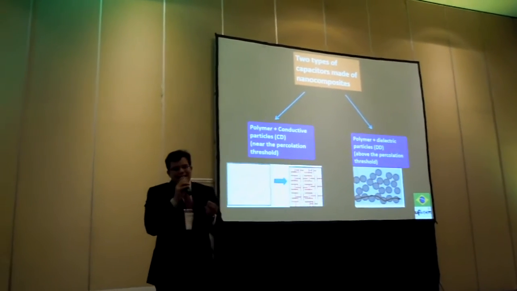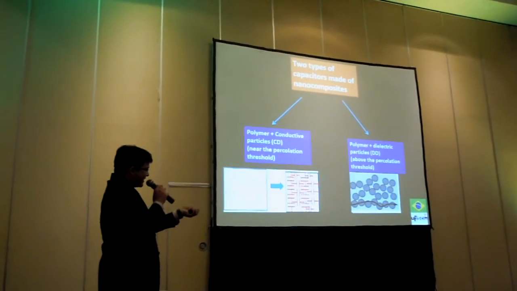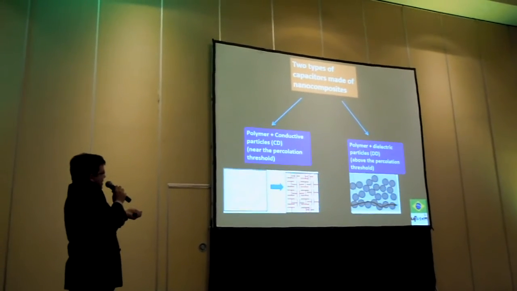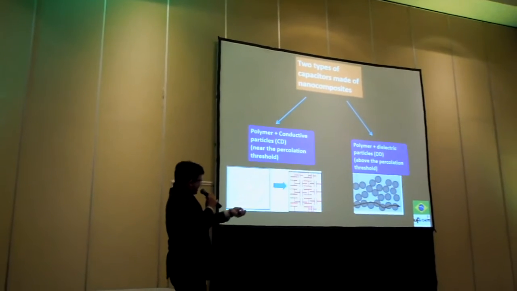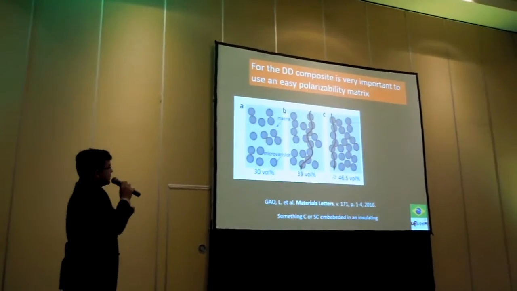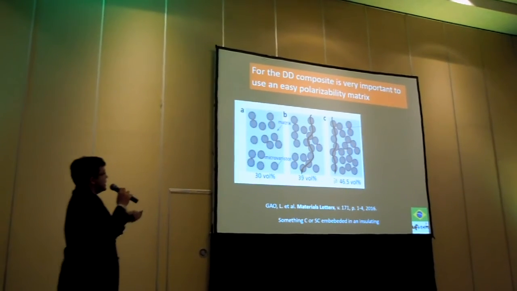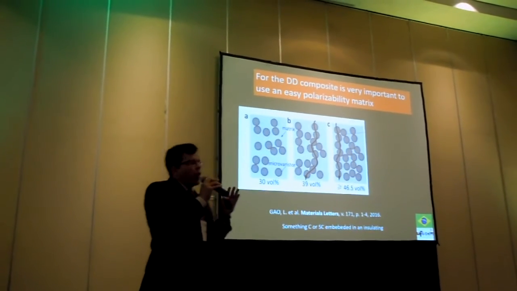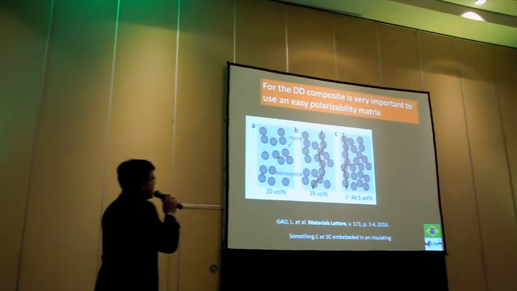And the reason for this is because the polarization happens in the nanoparticle, not partly in a tiny layer and partly in another. It happens in each nanoparticle. So in the second case, it's important that we use an easy polarizability matrix, and how this mechanism works is going to help us understand why it's so important.